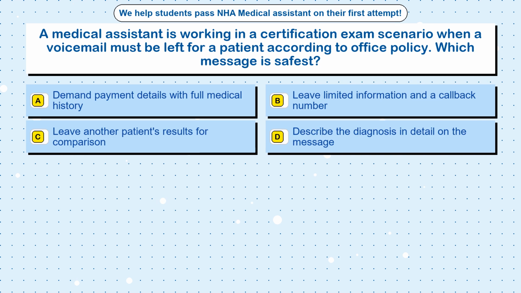Question 5. A medical assistant is working in a certification exam scenario when a voicemail must be left for a patient according to office policy. Which message is safest? Option A. Demand payment details with full medical history. Option B. Leave limited information and a callback number. Option C. Leave another patient's results for comparison. Option D. Describe the diagnosis in detail on the message.